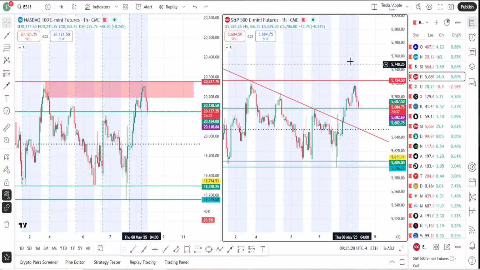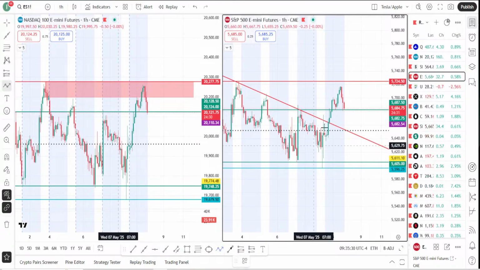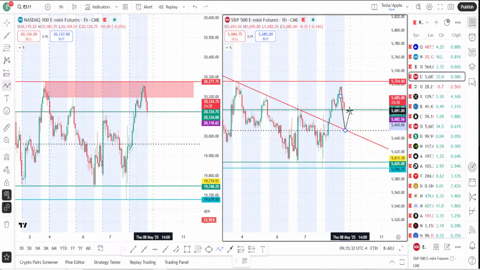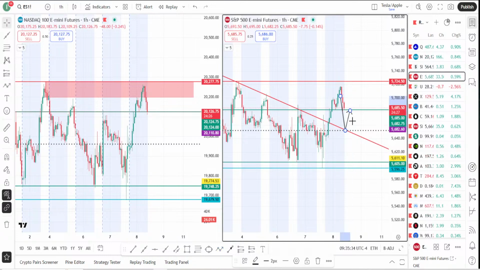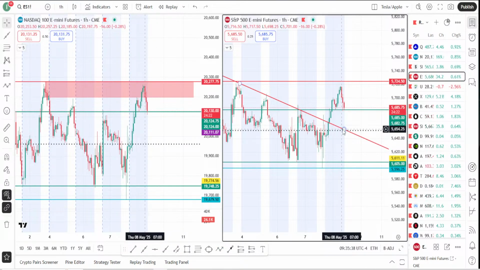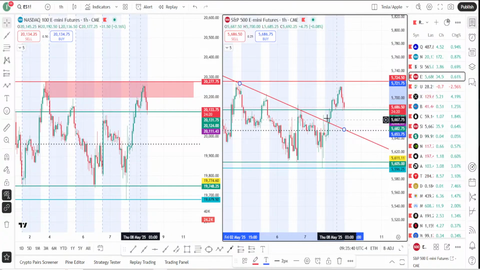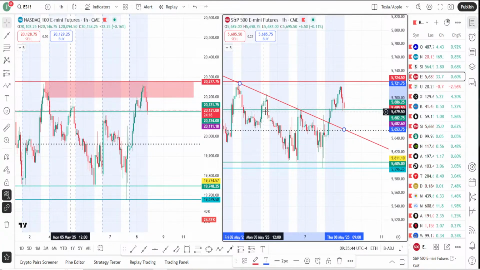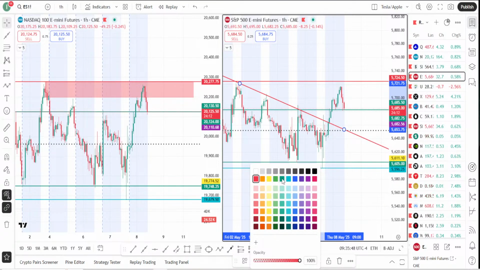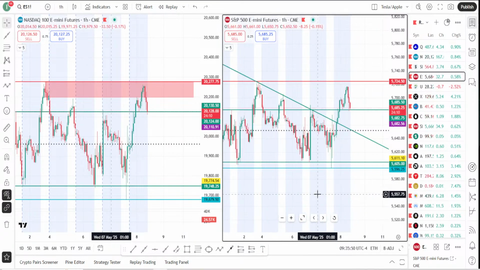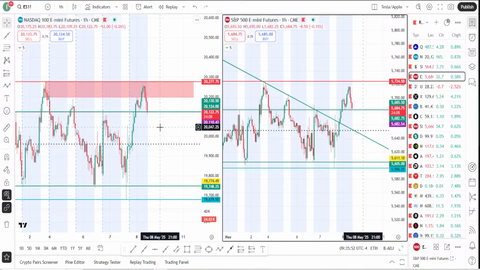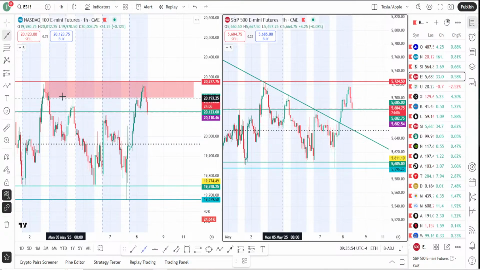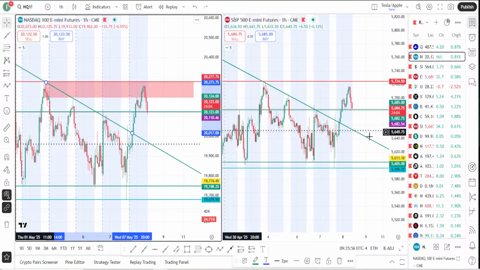Okay, so we could find support. We could also pull back here, find support here. Right? So mark that there. We'll mark it green for now because we're above it. Obviously, we could find support there, so let's mark it green. Same thing here on the NQ.